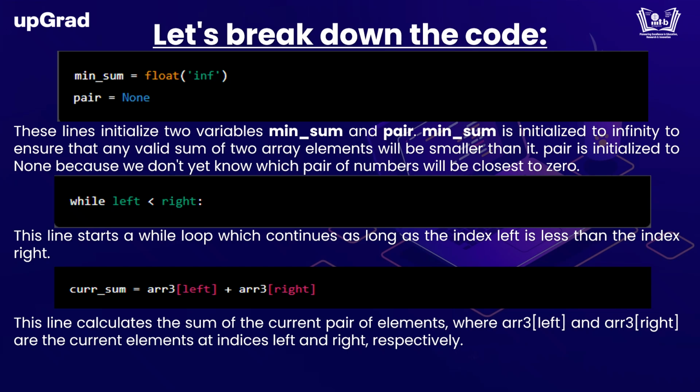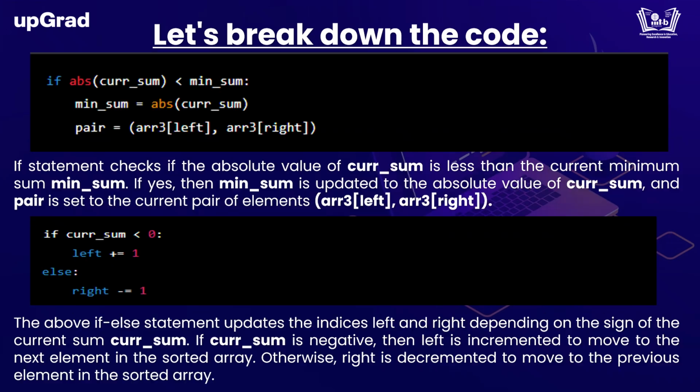Inside the loop we have an if statement that checks if the absolute value of the current sum is less than the current minimum sum. If yes, then the minimum sum is updated to the absolute value of the current sum, and the pair is set to the current pair of elements.